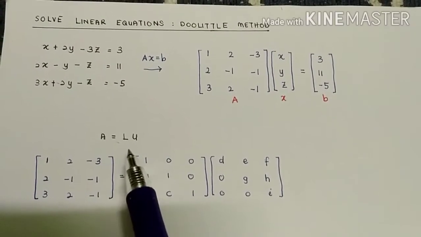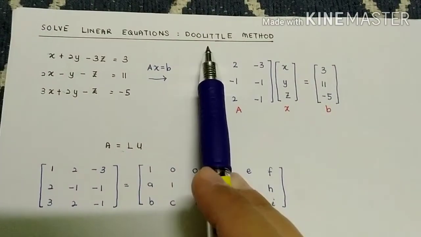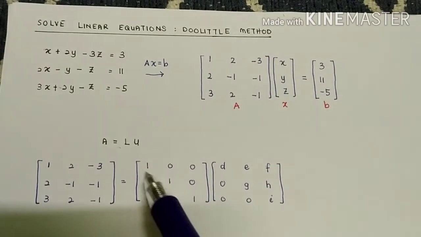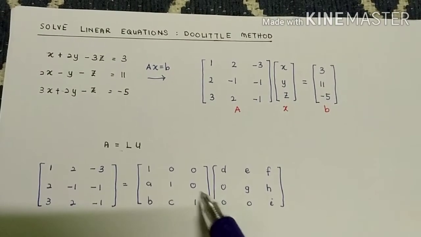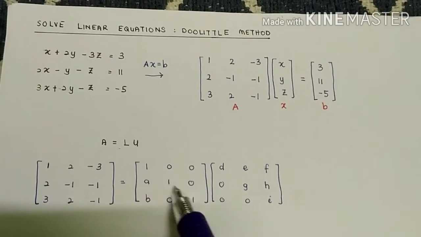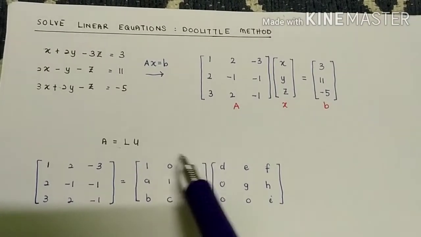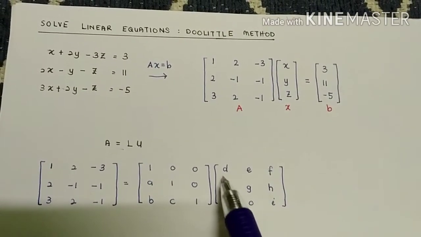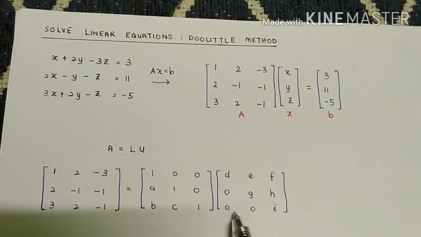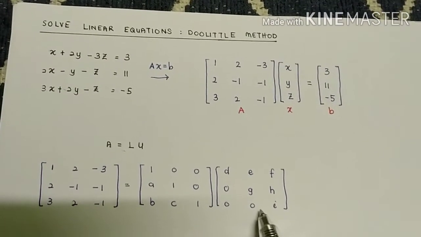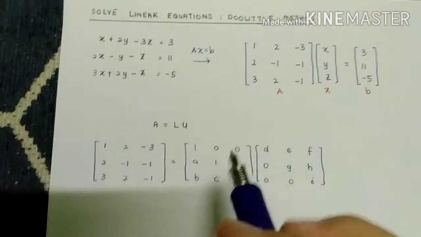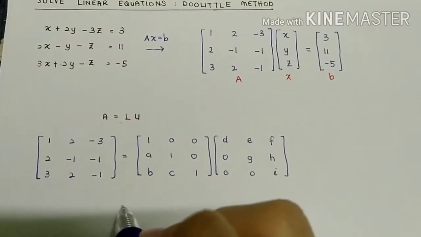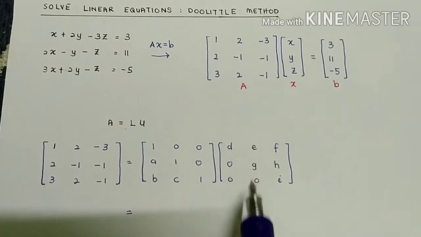For matrix L in the Doolittle method, the leading entries must equal to 1. Leading entries here are 1, 1, and 1, and the upper triangle is 0, 0, 0. And then for matrix U, the lower triangle must equal to 0, 0, and 0. Next step, we must find the multiplication of matrix L and matrix U. So we multiply row and column.